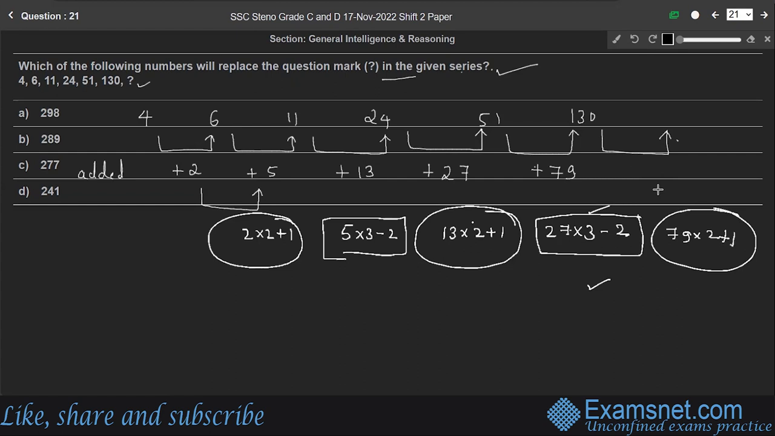When 79 is multiplied by 2, you will get 158 plus 1 is 159. Therefore, to the number 130, 159 should be added to get the last number. So we have 289 as the final answer. Therefore, option B is the right answer.